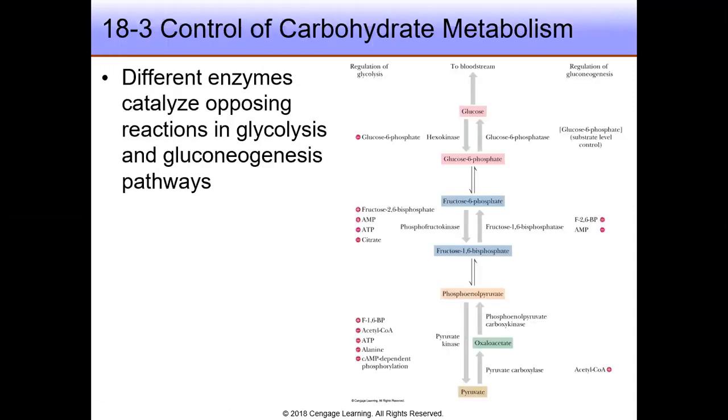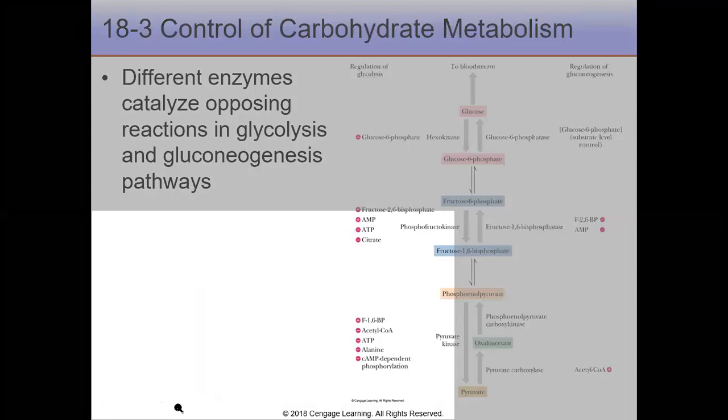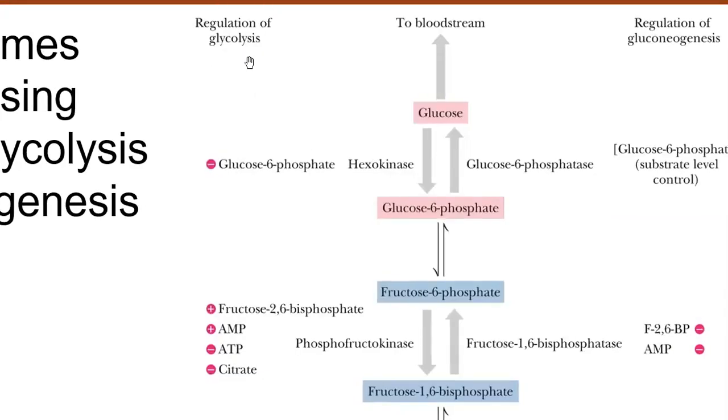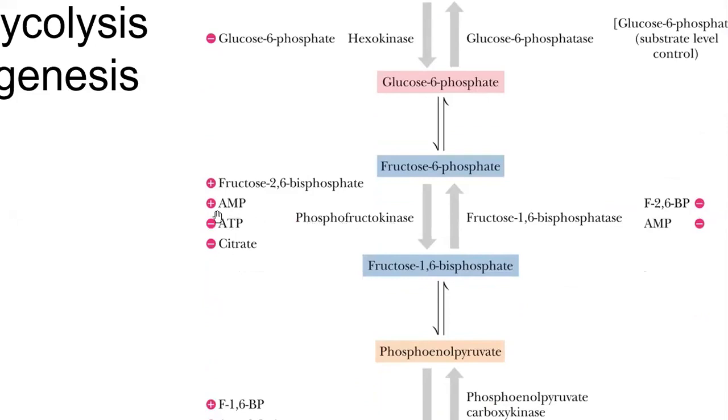Now, control of carbohydrate metabolism. Different enzymes catalyze opposing reactions in the glycolysis and gluconeogenesis pathways. If you look at this figure, which summarizes the various control points in both glycolysis and gluconeogenesis, let's look at them. Notice here on the left, this is regulation of glycolysis. Reaction number 1, catalyzed by hexokinase, is inhibited by its product glucose 6-phosphate. Reaction number 3, catalyzed by phosphofructokinase, is inhibited by both ATP and citrate, but activated by AMP and fructose 2,6-bisphosphate.